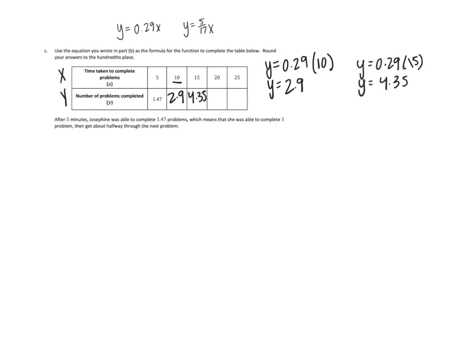And then I'm just going to pause and fill in the last two for you because I'm not going to waste my time showing you the math when you know how to do it. So go ahead and fill those numbers in. For 20 minutes, she gets 5.8 problems completed. For 25 minutes, she gets 7.25 problems completed. So this is just how you would fill out this table. This is a constant rate. We're increasing, doing 2.9 problems every ten minutes. And we're going to move to the next one.